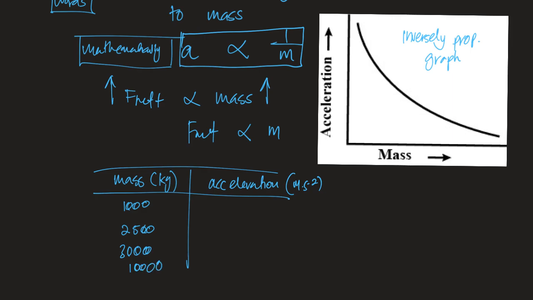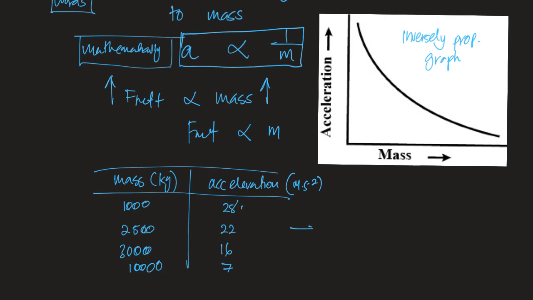And here they said the acceleration was maybe 2 meters per second. Let's say it was 28 meters per second. Then over here it was 22 meters per second. Then it was 16 meters per second. Then all of a sudden it was 7 meters per second.